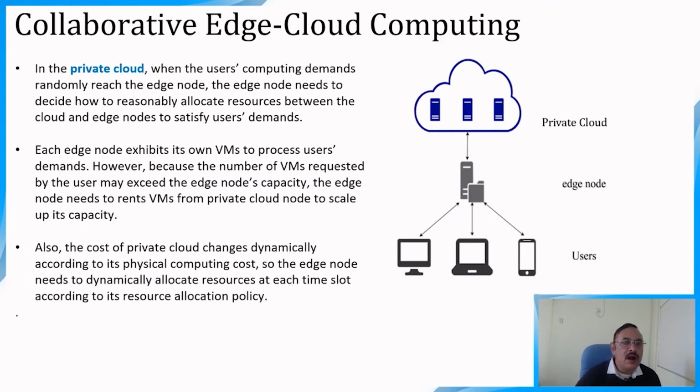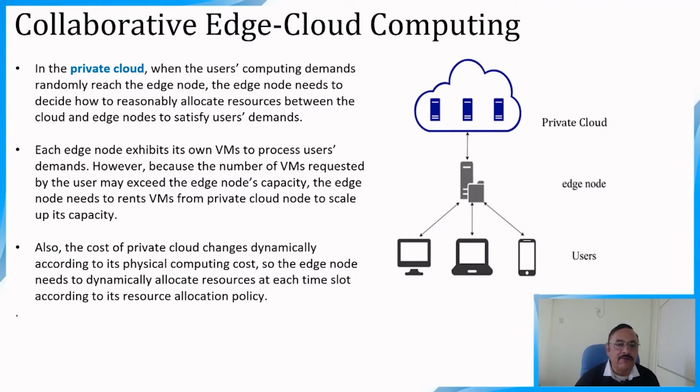Now, regarding the private cloud, when the users' computing demands randomly reach the edge nodes, the edge node needs to decide how to reasonably allocate resources between the cloud and edge nodes to satisfy the user's demand. The edge node exhibits its own virtual machines to process users' demand. However, because the number of VMs requested by the users may exceed the edge node's capacity, the edge node needs to rent virtual machines from the private cloud to scale up its capacity.